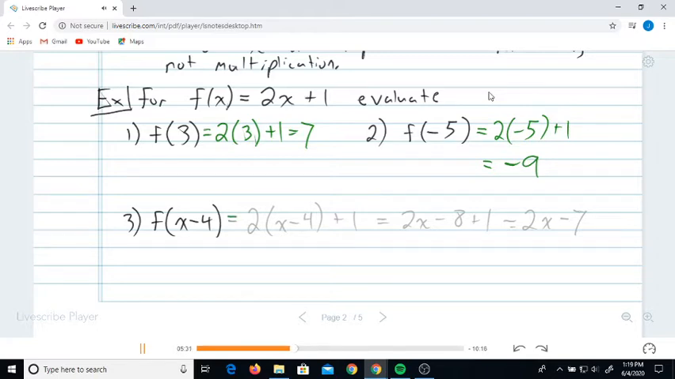And then lastly, we can input entire expressions. So here we're inputting the expression x minus 4. And we can go ahead and simplify that.